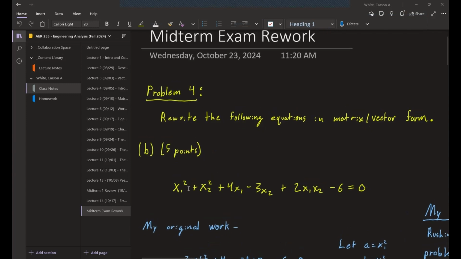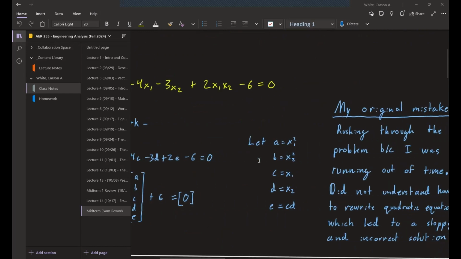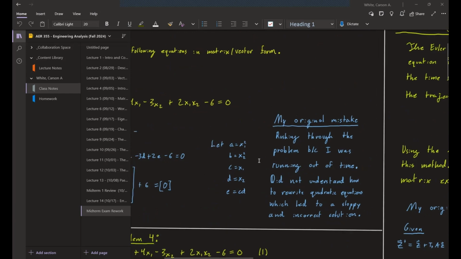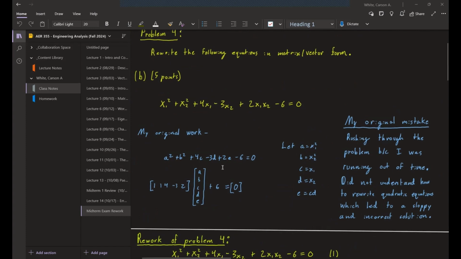Problem B, the equation was x1 squared plus x2 squared plus 4x1 minus 3x2 plus 2x1x2 minus 6 equals 0. This is my original work. And as you can see, I was rushing through the problem and I knew that I didn't have too much time left. So I was just trying to get something down and hope that it was right because I didn't really understand how to rewrite quadratic equations that well, and it led to a sloppy and wrong solution.